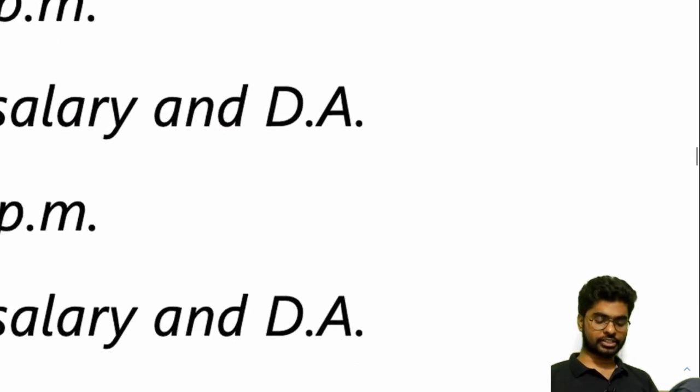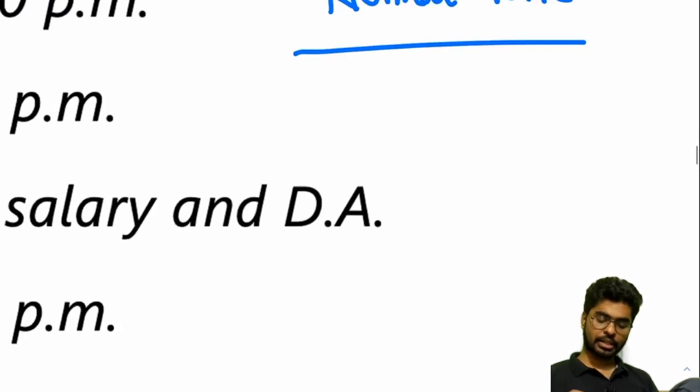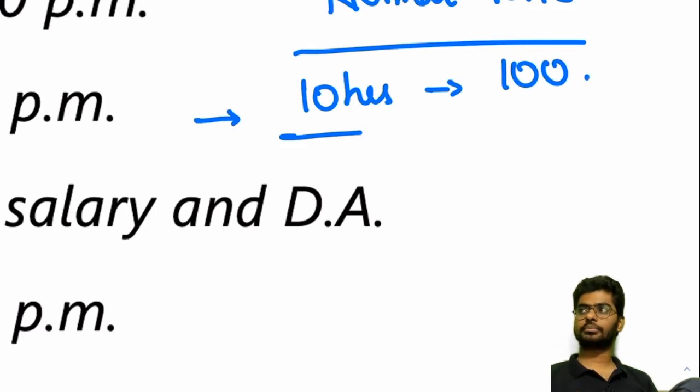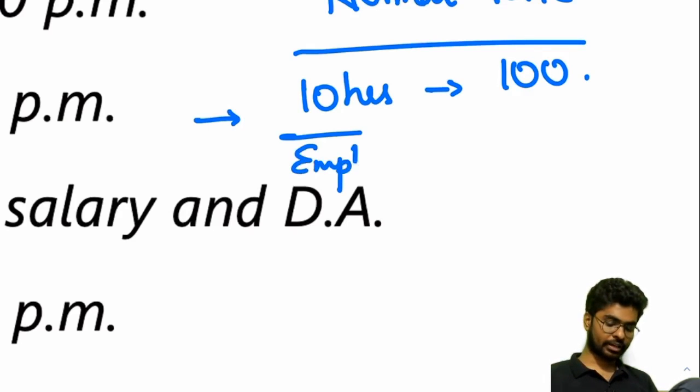Now I want you guys to understand what this means. Let's say you are working for 10 hours and you are paid 100 rupees an hour. Just listen to it. You are working for 10 hours and you are paid 100 an hour. So how much will the employee get paid for 10 hours?